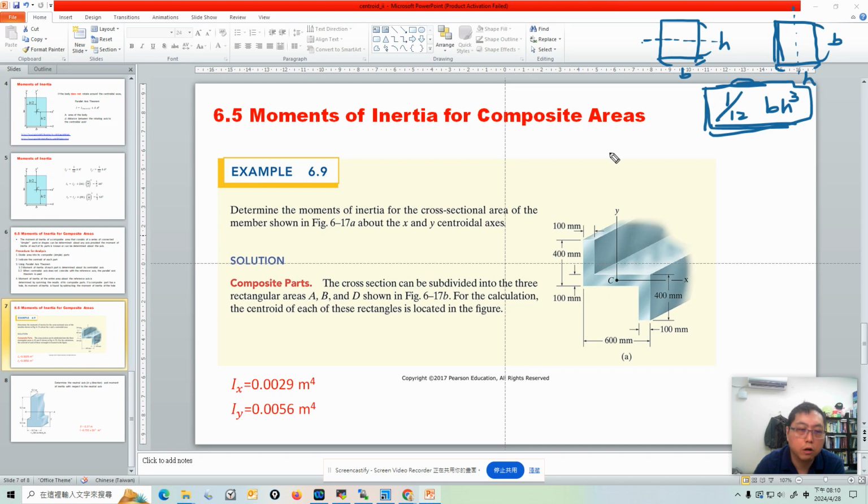This area is not a simple rectangular shape, so how do we calculate the moment of inertia of this shape? Just like we mentioned in the last slide, we have to divide our complicated shape into simple shapes. Maybe I didn't draw it very well, so let me redraw it again.